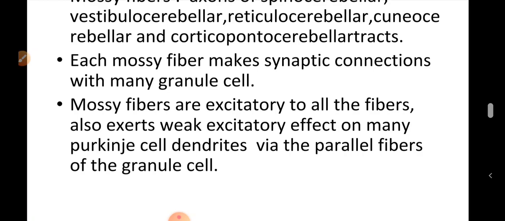Out of the 5 types of neurons in the cerebellar cortex, only the granule cells are excitatory. They release the excitatory neurotransmitter, that is glutamate. The other 4 types of neurons, that is Purkinje cells, Golgi cells, basket cells and stellate cells, are inhibitory and release the inhibitory neurotransmitter, gamma-aminobutyric acid.